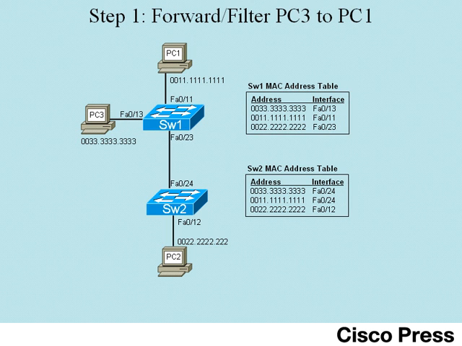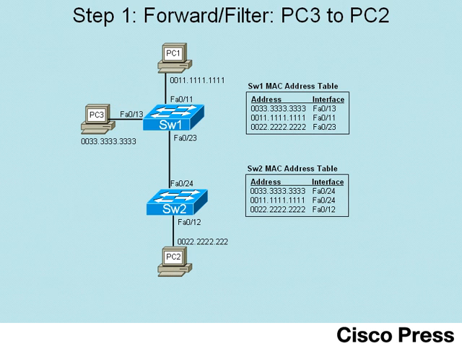Next, let's take a look at the forwarding and filtering decision made on the switches when PC3 sends a frame destined to PC1. As you see there, PC3 sends a frame with destination MAC address 0011.1111.1111. When switch 1 receives the frame, it looks at the destination MAC address and matches that against its MAC address table. The highlighted second entry in switch 1's MAC address table tells switch 1 to forward that frame out its interface FA0/11, so switch 1 forwards the frame out to PC1. That's the forwarding decision. The filtering decision is switch 1's decision to not forward the frame out any other ports. For instance, in this case, switch 1 does not forward the frame down to switch 2. That's called the filtering decision.